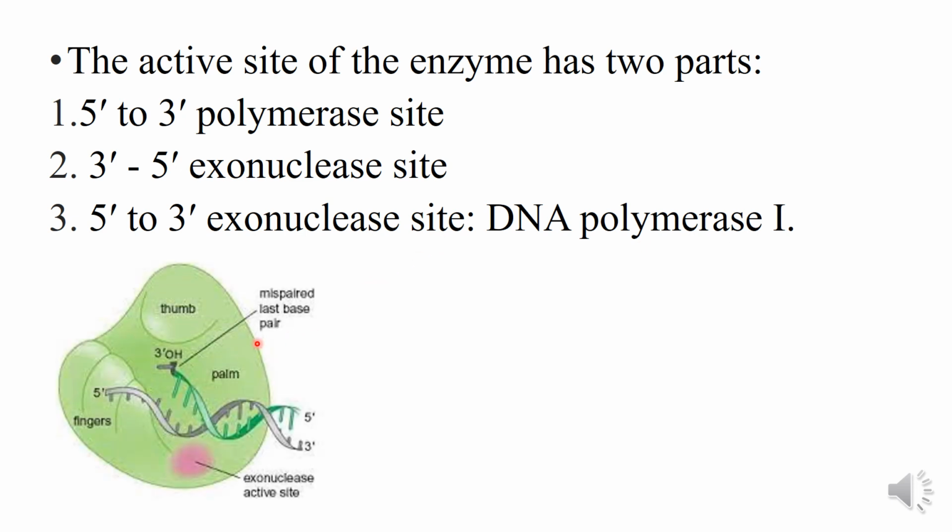So this is the typical DNA polymerase enzyme with two active sites, that is the 5' to 3' polymerase activity and the 3' to 5' exonuclease activity. These are the two commonly found active sites in a DNA polymerase.